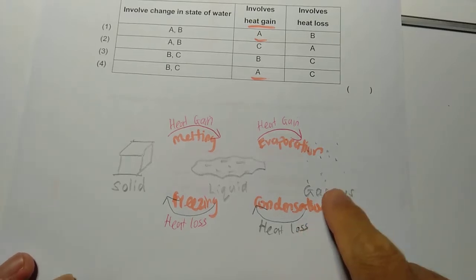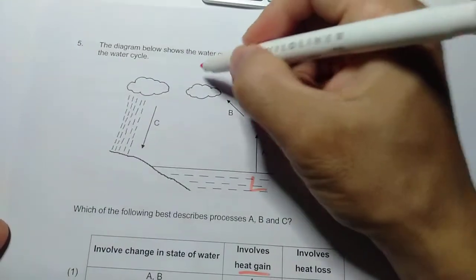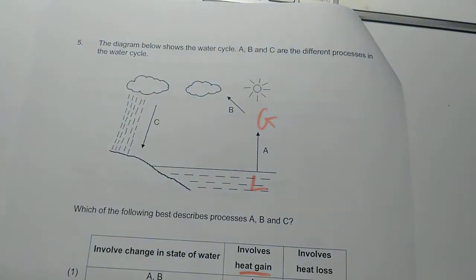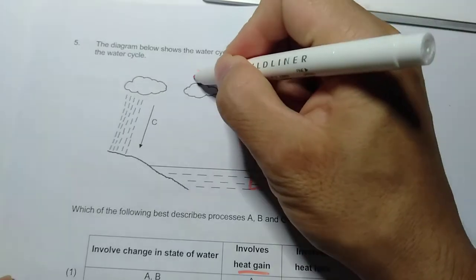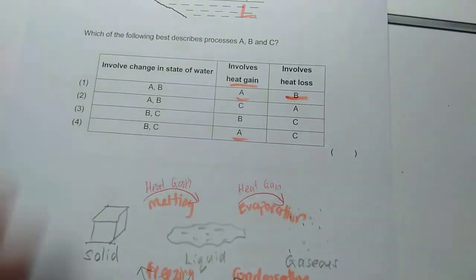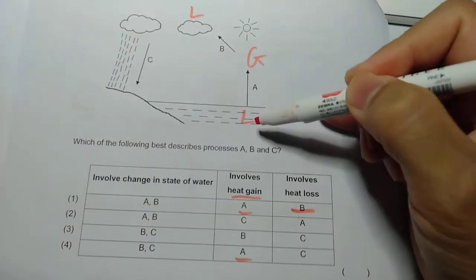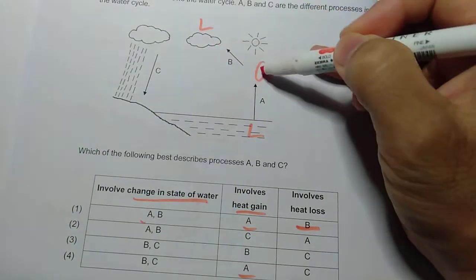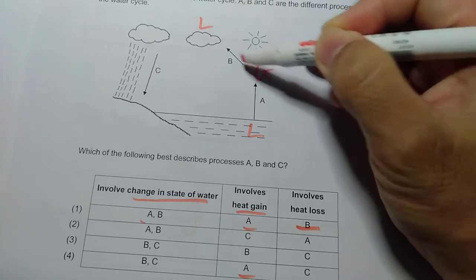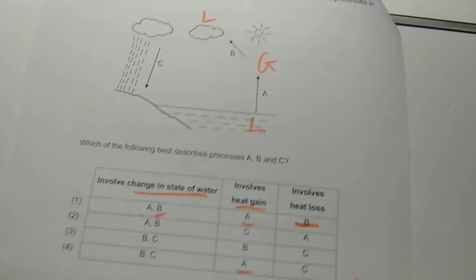So gas to liquid. So from water vapor to this, clouds are actually not gas. Clouds are actually tiny water droplets. So B here involves a change in state from gas to liquid. So here there will be heat loss. So B is where you have heat loss. That's the answer. And that's a double check. Here is a change in state from liquid to gas. Here is a process where the gas changed state into the liquid. So the answer is 1 for this question.